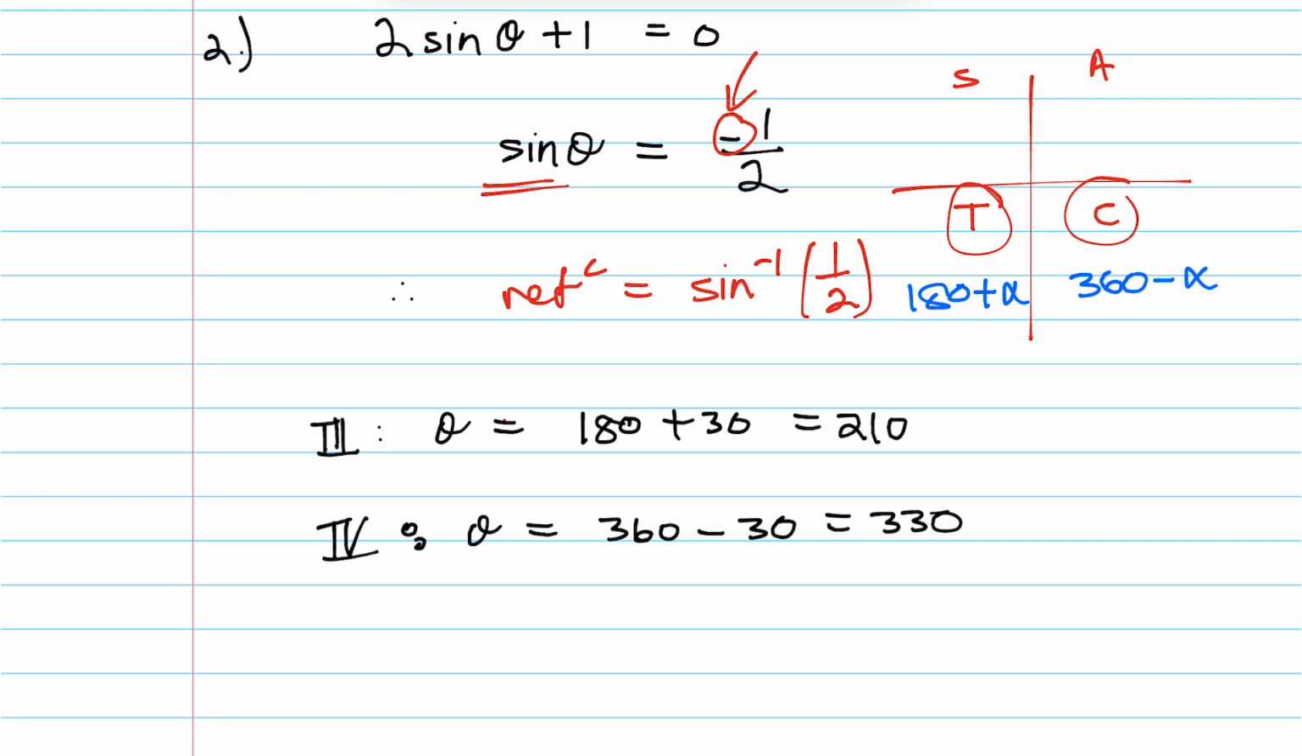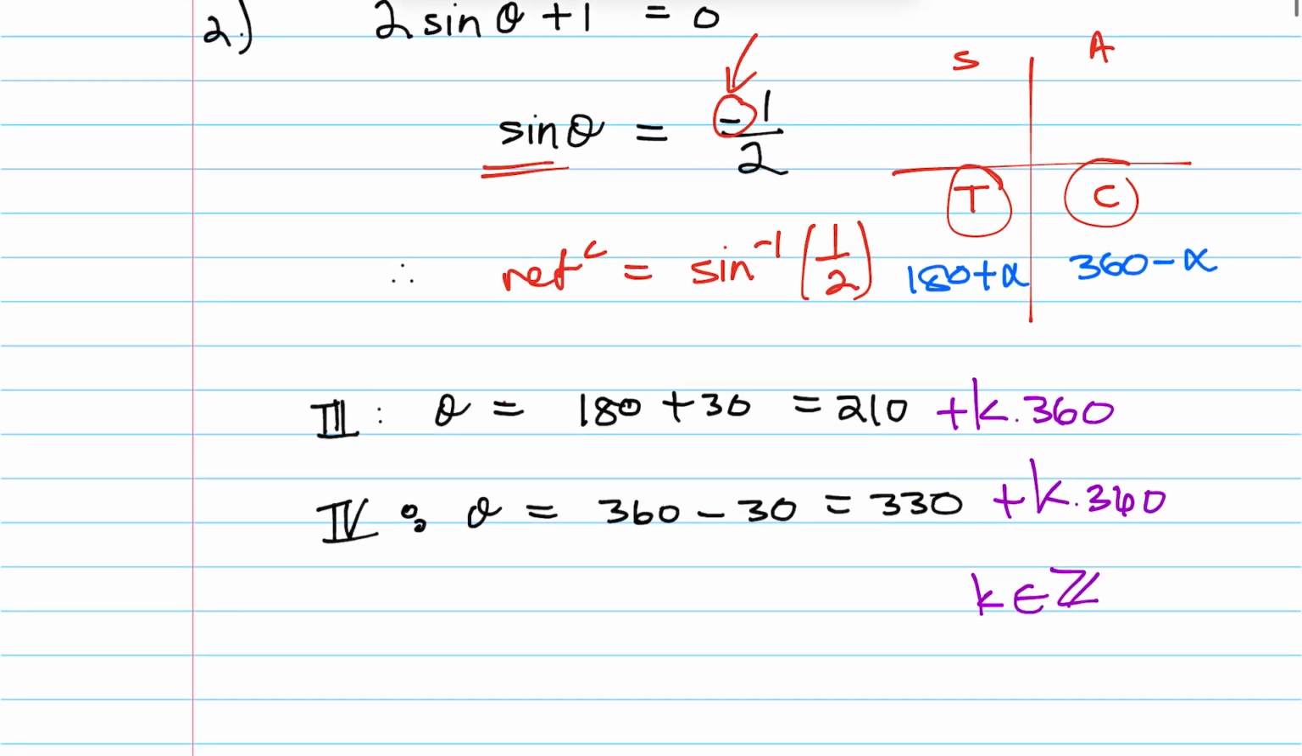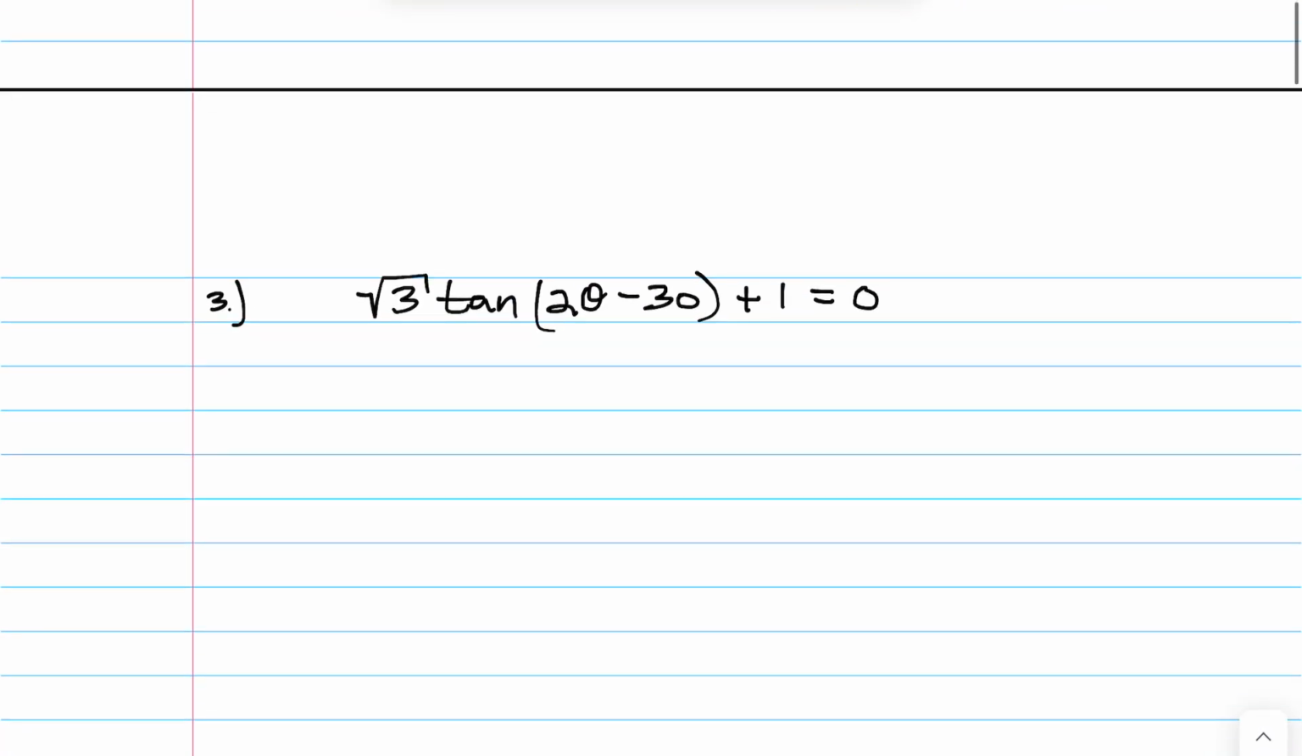Okay, so that gives us 330. For both answers, I'd like you to write this part here, plus k times 360 degrees. Remember, the reason we're using 360 is because it's the period of the sine function. The sine function has a period of 360 degrees, meaning these two answers happen on a loop like that, every 360 degrees. Cool.